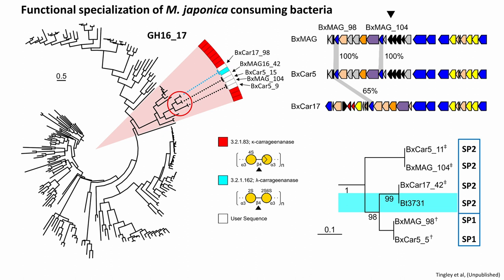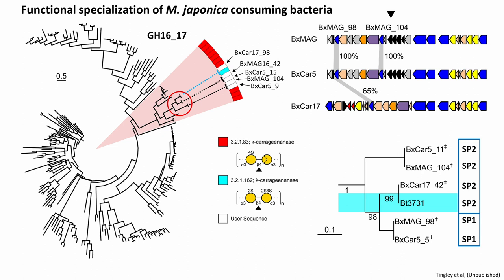So you can just look at a blow-up view here. We've got our CAR5 and our BXMAG. Again, we've got 100% identity, 100% identity for both of those enzymes. So that's an agreement. SP2 means this is on the surface of the cell. SP1 means it's predicted to be inside the cell. So we've got identical enzymes outside the cell and inside the cell, probably catalyzing similar reactions.